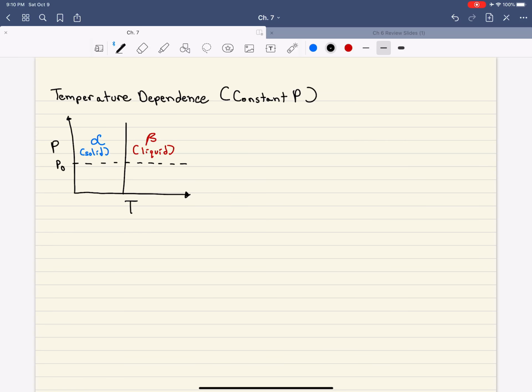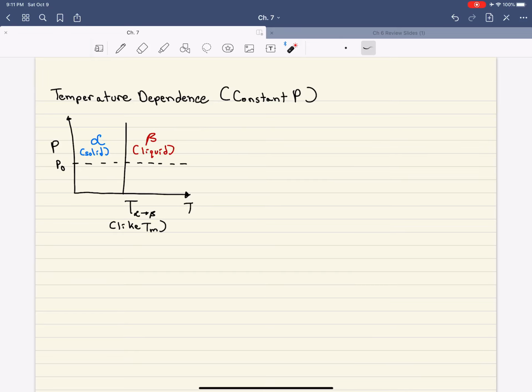So let's say we're at pressure P naught, and then we just vary temperature. Okay? So this is our temperature axis. And this line right here that demarcates the alpha and the beta phase windows, this is what we're going to call T alpha to beta. And if you're thinking of the solid to liquid transition, this would be your melting point, your melting temperature. Okay? All right, and so this is what we're trying to describe mathematically.